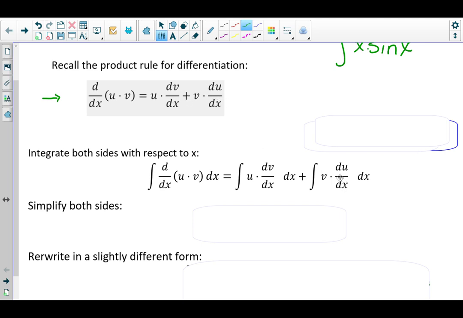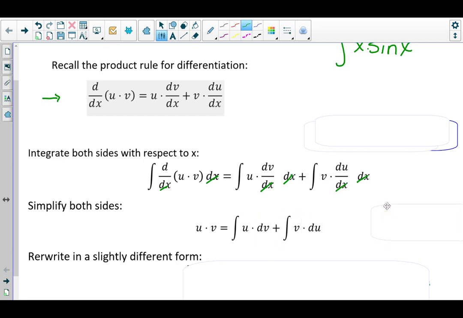So at this point, think of it as if these cancel in a way. What you have is the integral of the derivative of u times v. And we know integral and differentiation are inverse processes of each other. They're going to cancel. So over here, you're just going to have u times v. On the other hand, you have the integral of u dv plus the integral of v du.